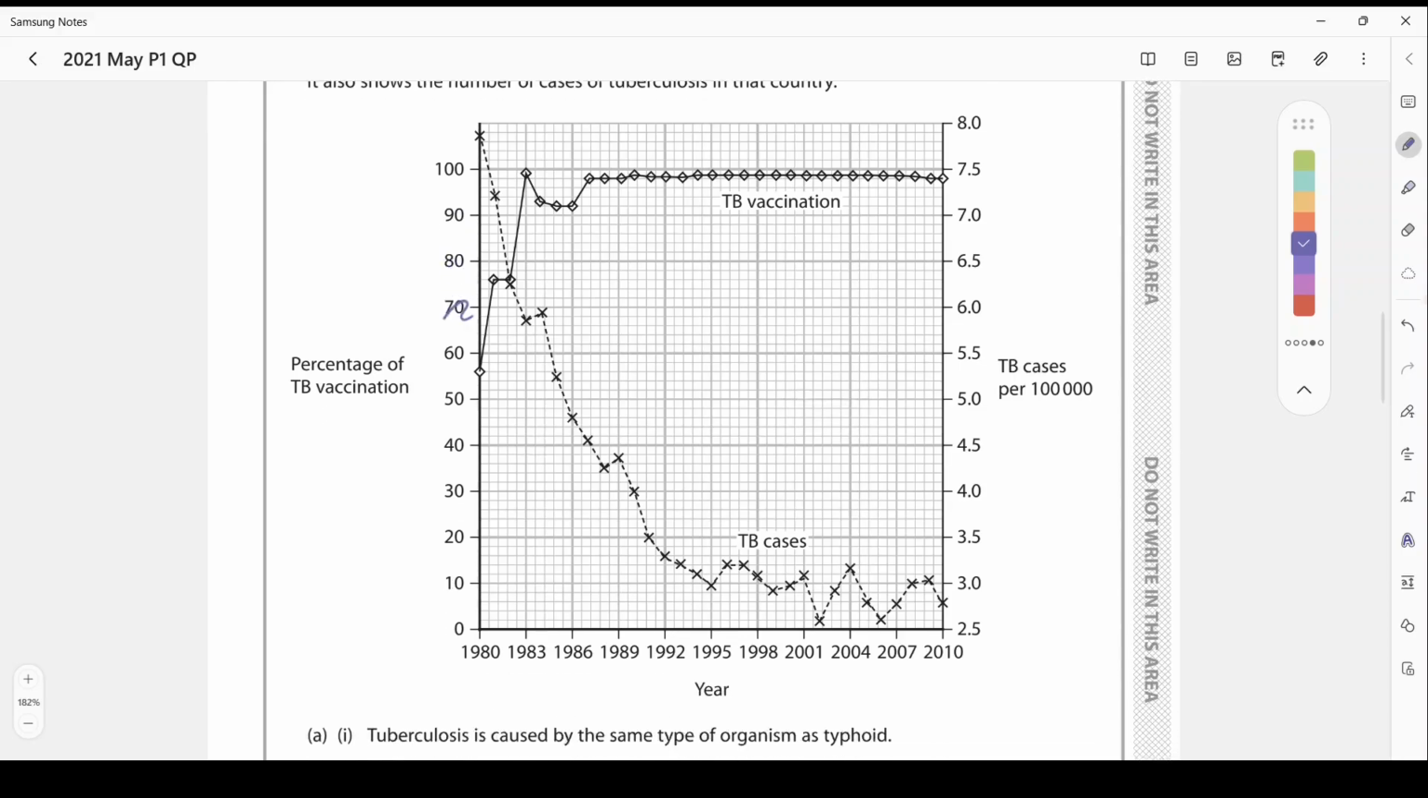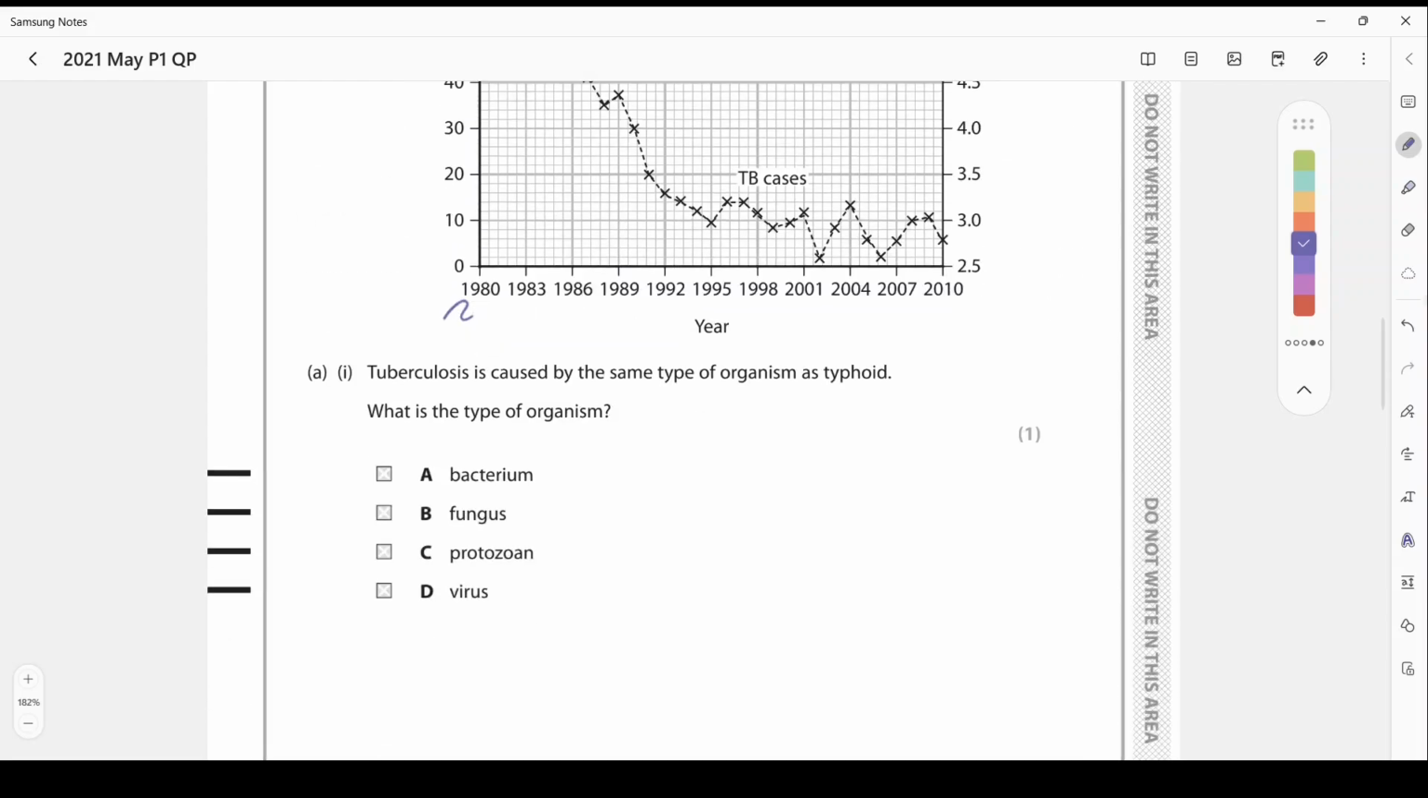All right, so let's move on to the first question. So this is part A1. Tuberculosis is caused by the same type of organism as typhoid. What is that type of organism? Okay, so in your syllabus, you do need to know what causes typhoid. So typhoid is caused by a bacteria called Salmonella typhi, and that's a bacteria, so then tuberculosis would also be a bacteria as well.